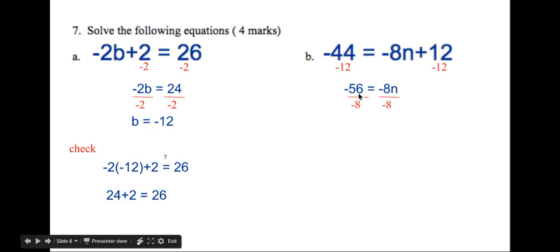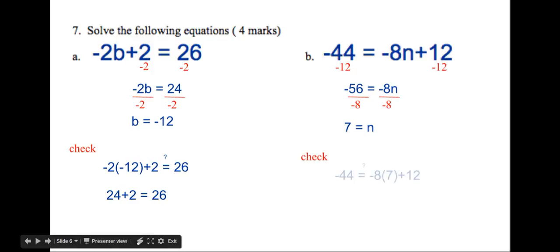So negative 56 divided by negative 8 is a positive. Right? Negative divided by negative, signs agree, that's positive. So 56 divided by 8 is 7, so the answer is 7 is equal to n, or n is equal to 7. All right, we're going to do a quick check.